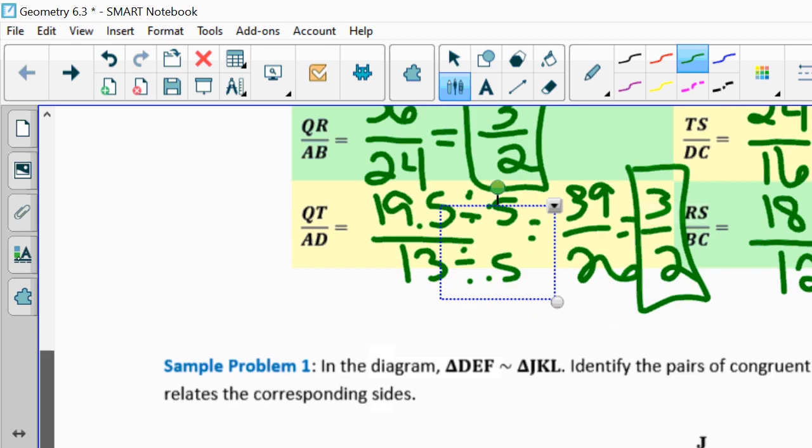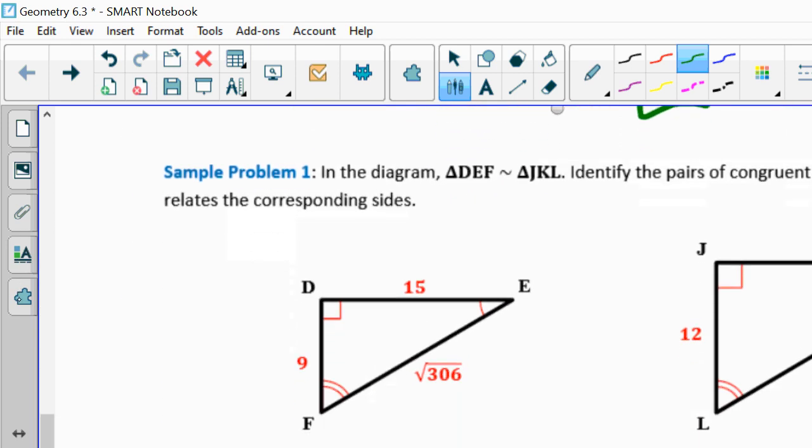All right, the next one says in this diagram, triangle DEF is similar to triangle JKL. Identify the pairs of congruent angles. Write a proportion that relates the corresponding sides. So I could say angle D is congruent to angle J, angle F congruent to angle L, angle E congruent to angle K.